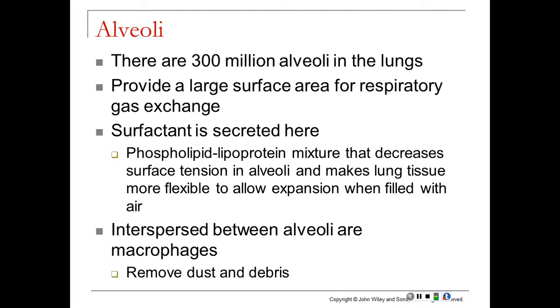There's something called surfactant that's secreted here. It's kind of like a fatty lipoprotein mixture. It's ultimately going to decrease the surface tension in the alveoli, making the lung tissue very flexible, allowing it to expand when it's filled with air. These alveoli are also interspersed with macrophages. Macrophages are those little Pac-Man-like cells which help remove dust and debris from the incoming air.